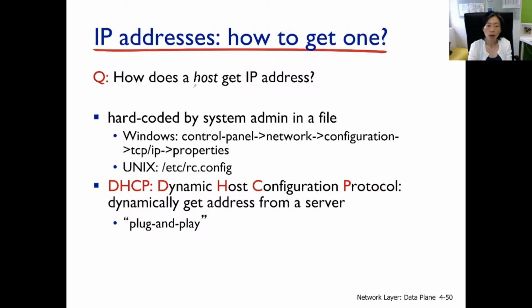Let's talk about how a host gets an IP address. There are 2 ways, especially in the older time. You have to talk to the system admin first. System admin is going to give you the IP address. And then you manually type up the IP address at the specific place in an operating system.